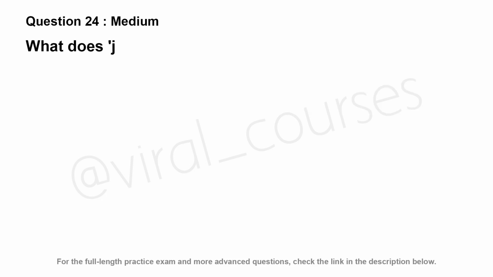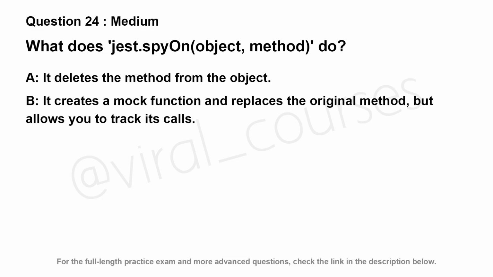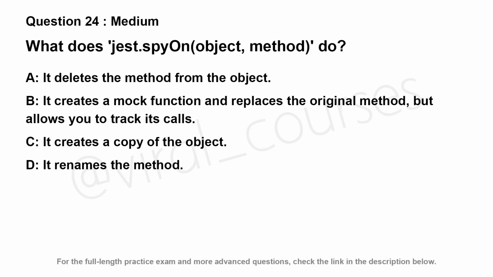What does Jest spyOn object method do? Option A. It deletes the method from the object. Option B. It creates a mock function and replaces the original method, but allows you to track its calls. Option C. It creates a copy of the object. Option D. It renames the method.